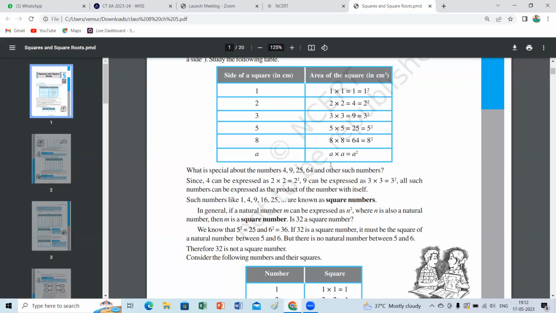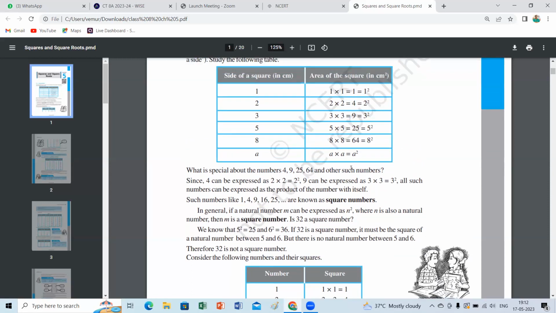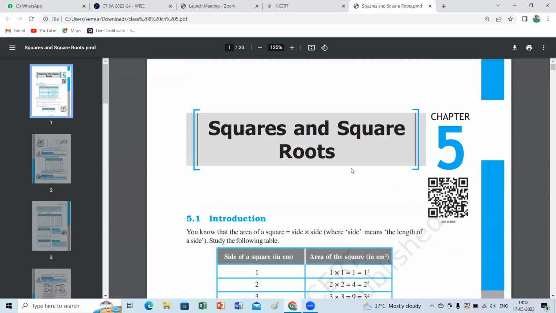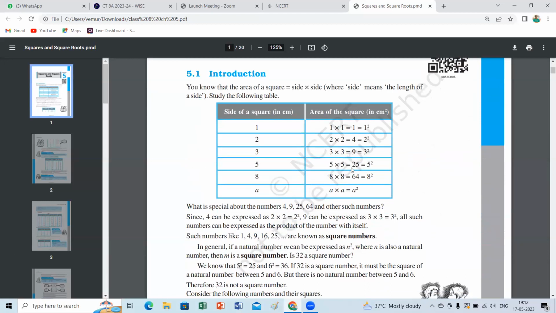Then is 32 a square number? Please check it, children. Is 32 a square number? Ma'am, it isn't a square number because it is ending with the number 2. Very good. Who is this, Hari Karthik? Yes, ma'am. Wonderful. That's why I should make the table.